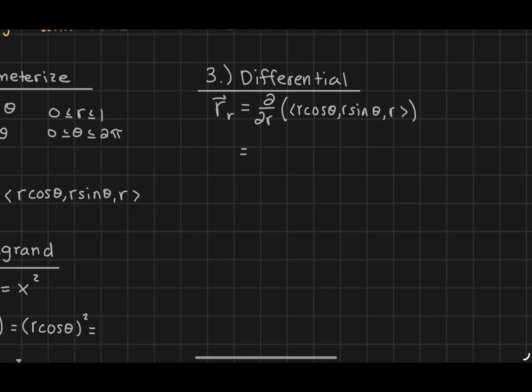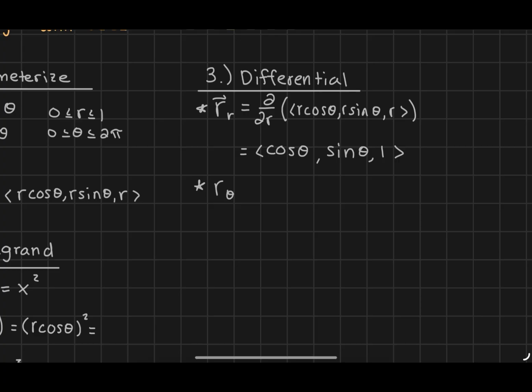Taking the partial with respect to r there, that r is going to go away in the x term, so cosine theta. In our second y term, that r is once again going to go away. That's just going to become sine theta. And then the derivative of r with respect to r is going to be 1. So that's our r sub r.